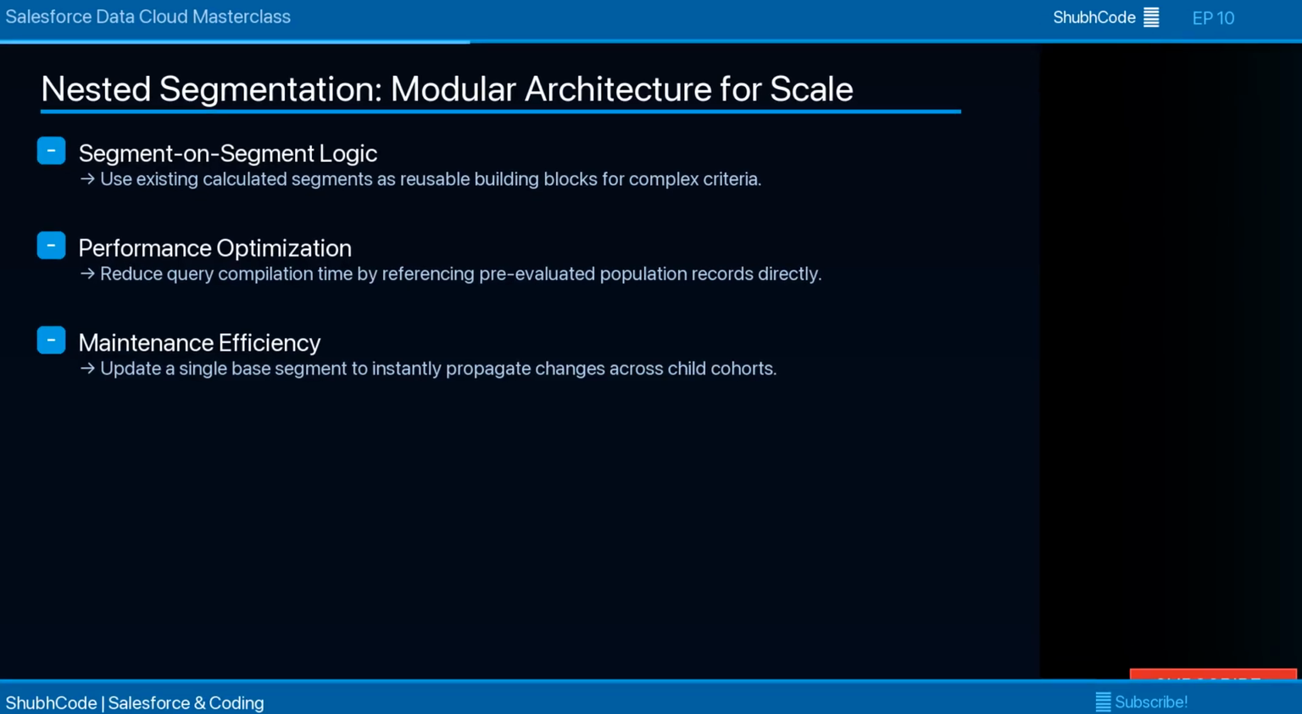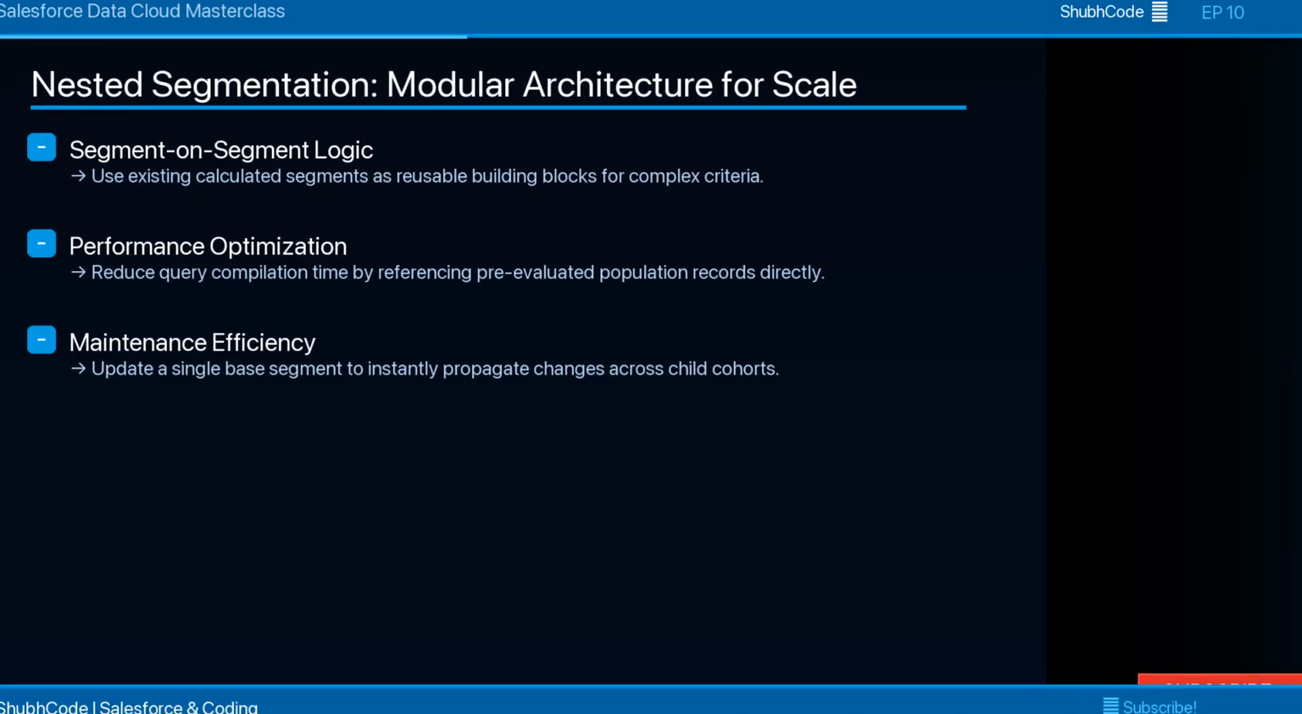When you are building highly complex cohorts, please avoid building massive, monolithic segments with dozens of nested and/or filters. Instead, think of your segments like interlocking Lego blocks. You can build a base segment of active loyalty members and then reference that segment inside other, more specific downstream segments. This modular approach, known as segment-on-segment logic, drastically reduces compilation time and makes your logic incredibly easy to maintain as your business scales.